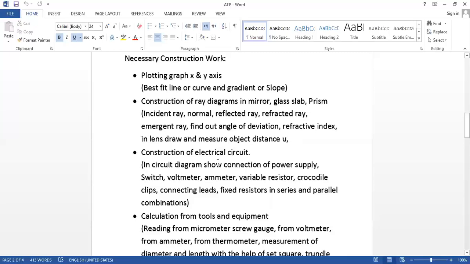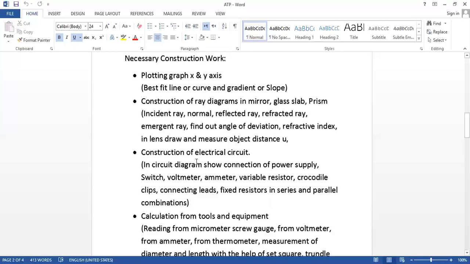Now the next construction is about electrical circuits. In electricity, you will need to know about circuit symbols and power supply symbol, switch, voltmeter, ammeter, and variable resistor. You must know all these symbols, fuse, and using these symbols you will draw a circuit diagram.